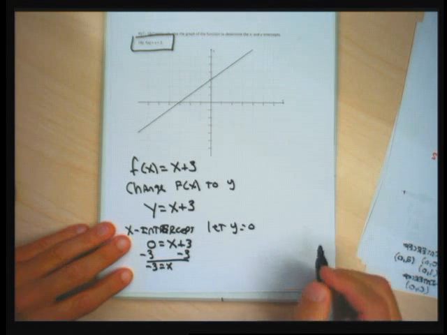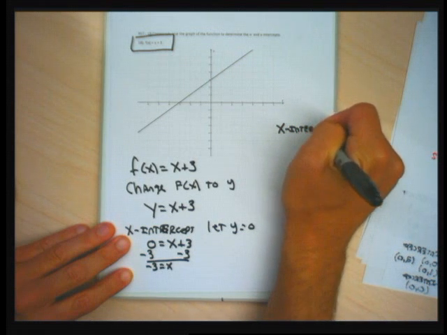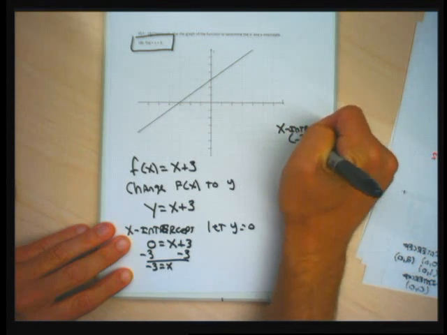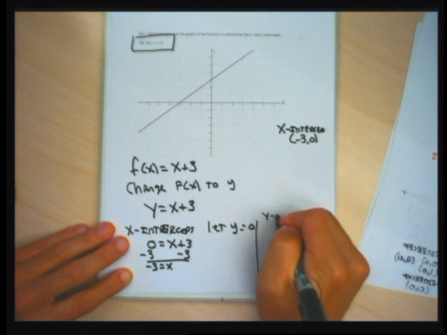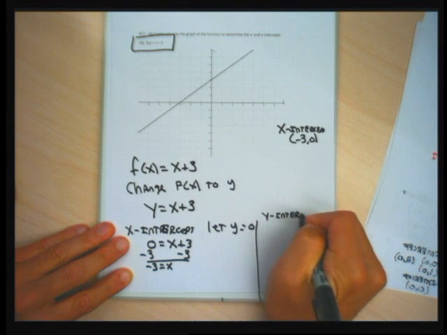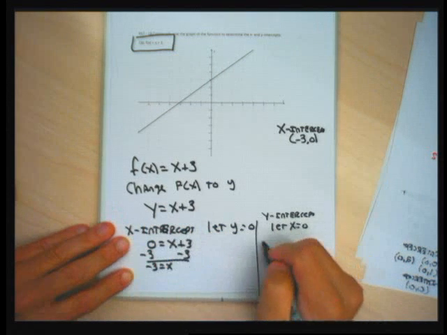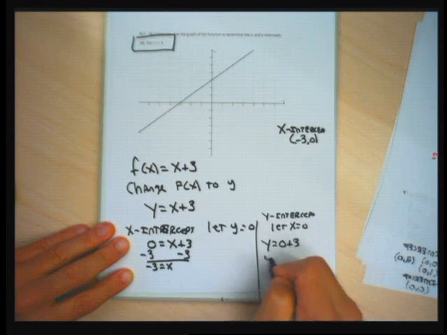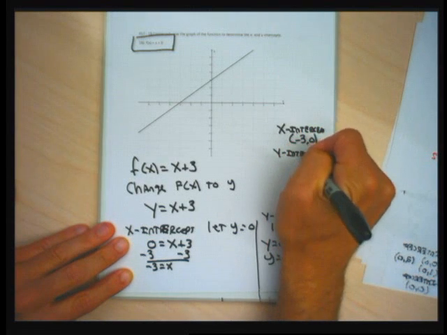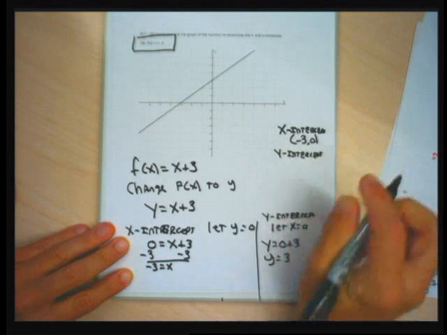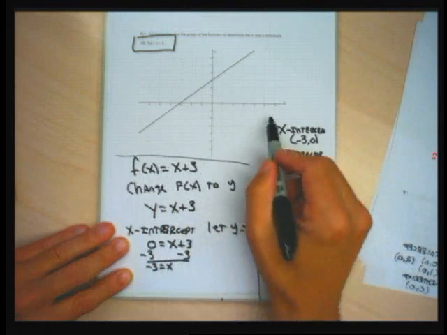So in this problem, I don't have a lot of room, I'll squeeze it up here. The x-intercept is the point x equal negative 3, y equal to 0. To do the y-intercept, I let x be 0 in that equation. I'll go y equals 0 plus 3. I get y equal to 3. So the y-intercept is x equal to 0, y equal to 3. This is the correct answer.